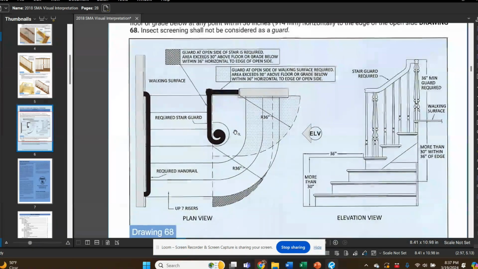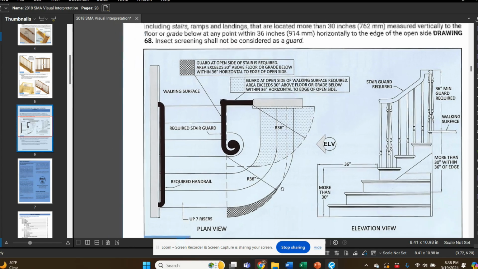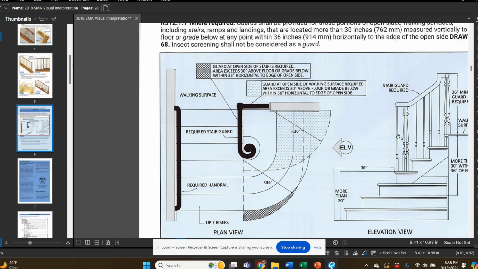Sometimes codes are hard to understand, but that's why we have this visual representation. So what does that mean? That means that if you look at this handrail or this section of a stair, it's telling us that from this point down, you are less than 30 inches. So a guard is not required from this point down, but it is required from this point up. So starting a guard up here on the 3rd tread meets the criteria required for a guard.